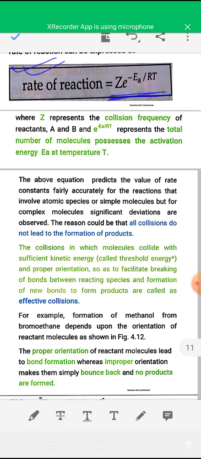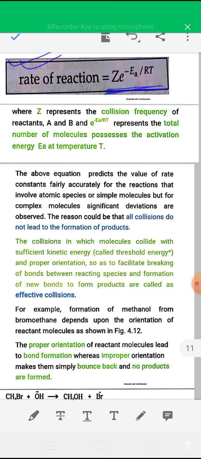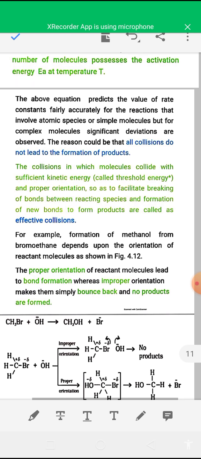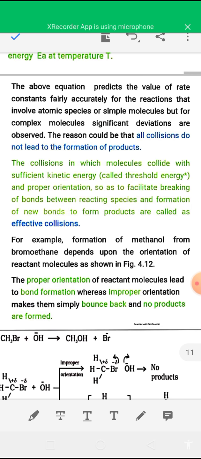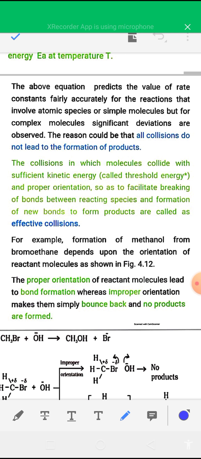And e to the power minus Ea by RT represents the total fraction of molecules possessing the activation energy Ea at temperature T. But you have to remember, all collisions are not effective. All collisions will not lead to the formation of product. Only a few collisions are effective collisions, that is, they will lead to the formation of products.